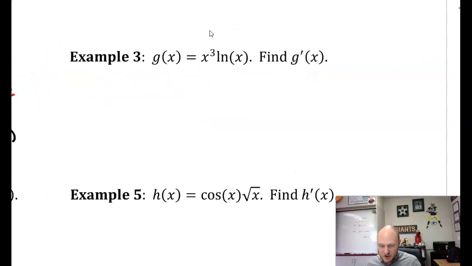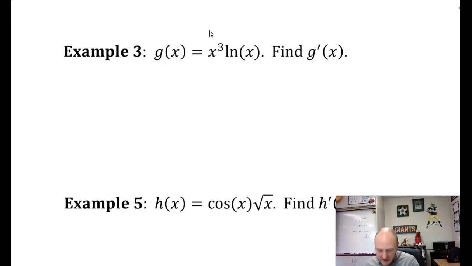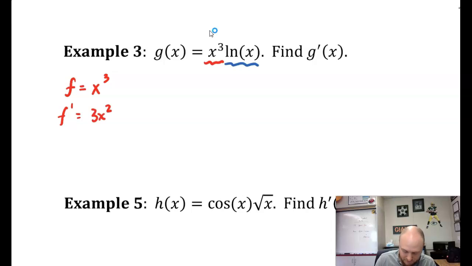Example 3. g of x is equal to x cubed natural log of x. Is this product rule? Well, I have one function here, and then I have another function here, and they're next to each other. That's multiplication. We've got to take the derivative. So again, I'm just going to identify my first function. f is x cubed. f prime is 3x squared. s is the natural log of x, and the derivative of that is 1 over x.